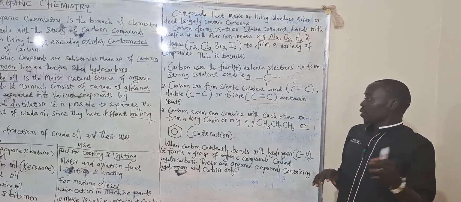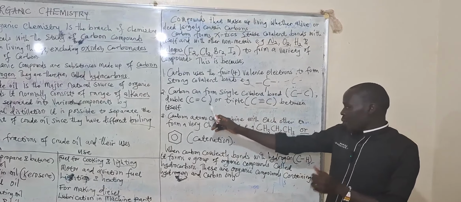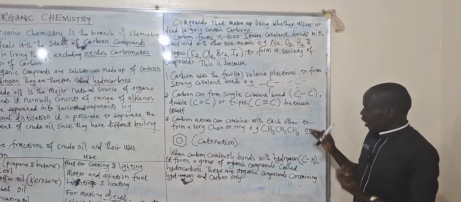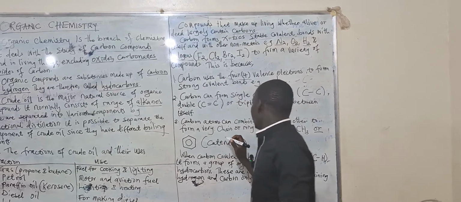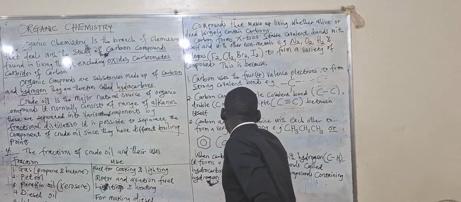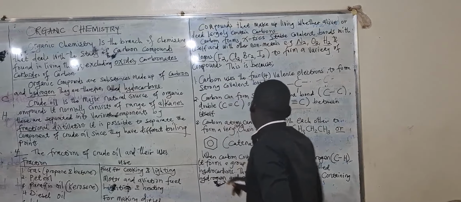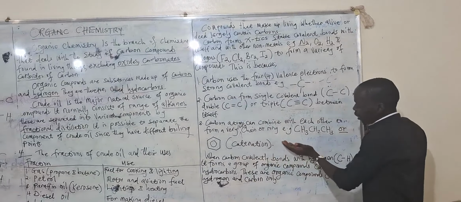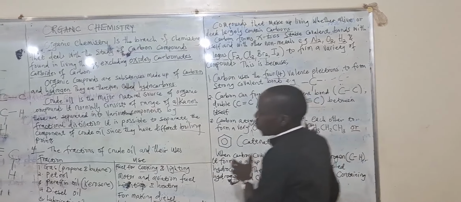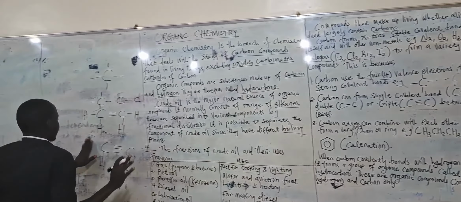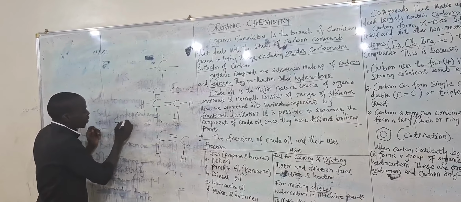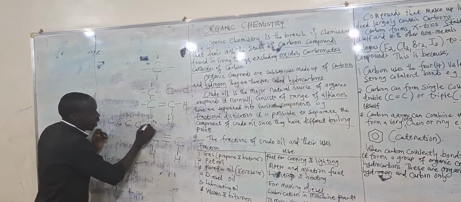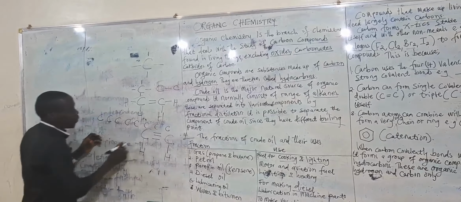And because of that reason, we also have seen that carbon atoms can combine with each other to form very long chains or rings. So the long chains we are talking about can be like from Kampala to Juba. So carbon can behave in this form. This is carbon atom, this is carbon atom, this is carbon atom.